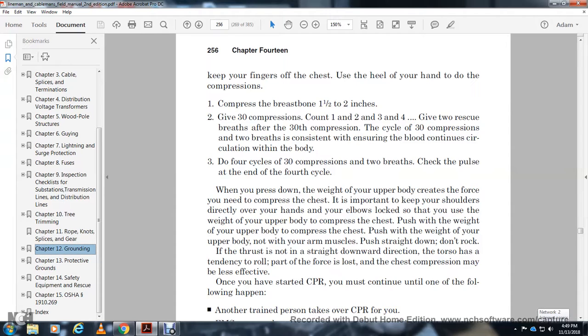Keep your shoulders directly over your hands with your elbows locked so that you use the weight of your upper body, not your arm muscles, pushing straight down. If the thrust is not in a straight downward direction, the chest compression may be less effective.